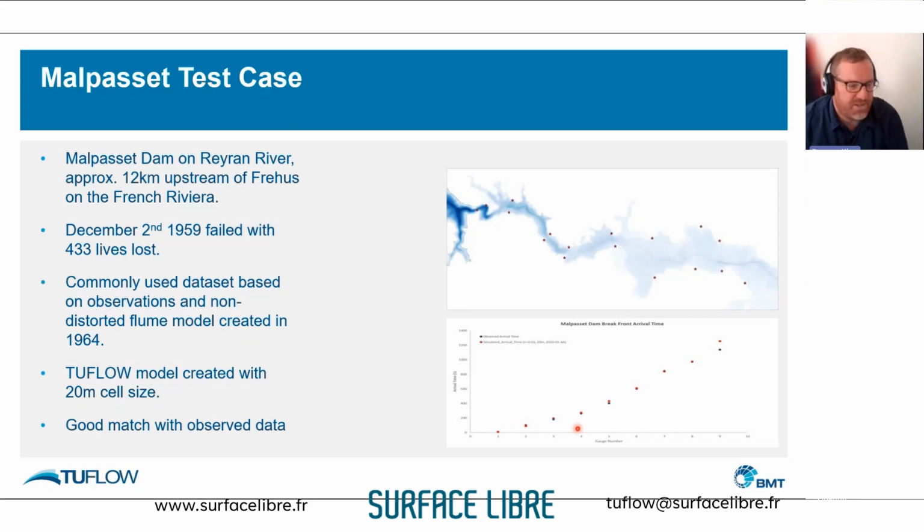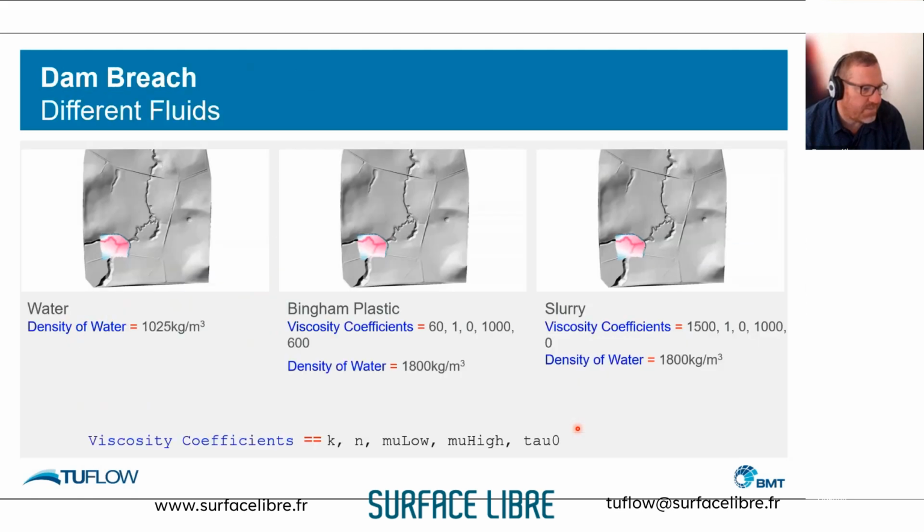So we've done a whole host of benchmarking with regards to breach modeling. One of the Environment Agency tests is 2D benchmarking tests. It's got some breach modeling examples and cases in it, which have been replicated, and others have done similar as well. It's not only water that we can model either.